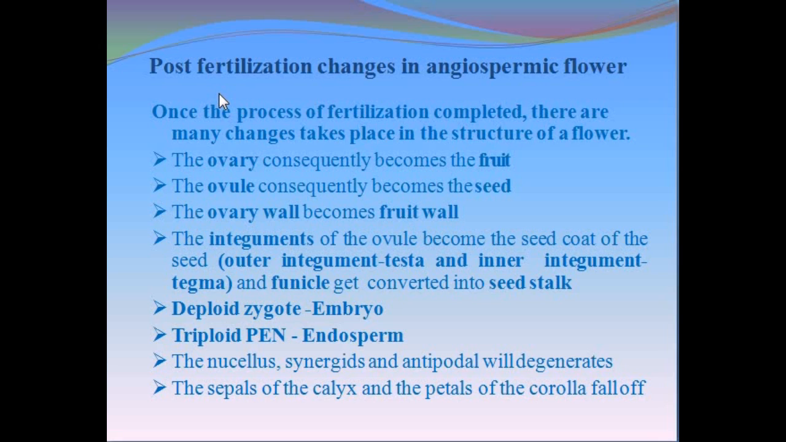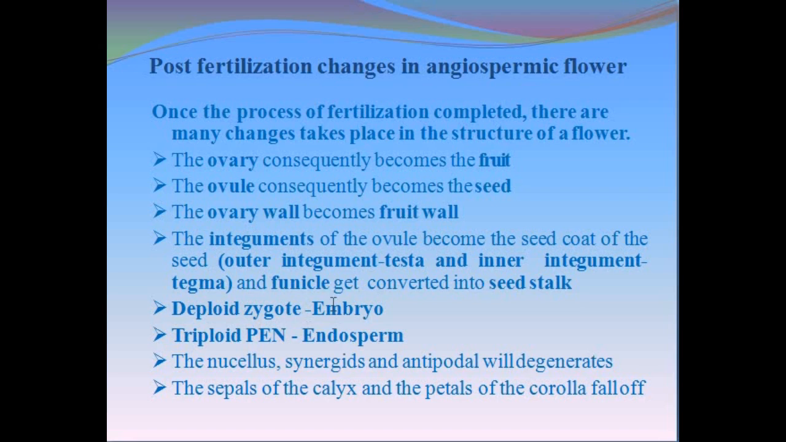Now I'll come to post-fertilization changes in angiospermic flower. Once the process of fertilization gets completed, there are many changes that take place in the structure of a flower, which are as follows. The ovary consequently becomes the fruit, whereas the ovule becomes the seed, the ovary wall becomes the fruit wall, and the integuments of the ovule become the seed coat of the seed, where outer integument will become outer seed coat called testa, and inner integument will become inner seed coat called tegmen, and the funicle gets converted into a seed stalk.